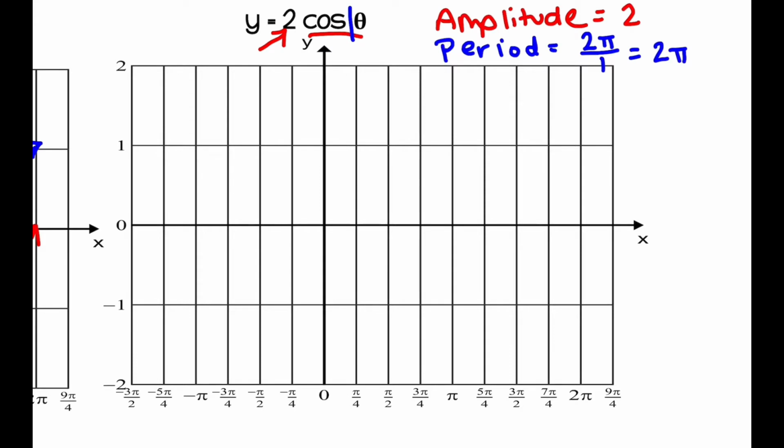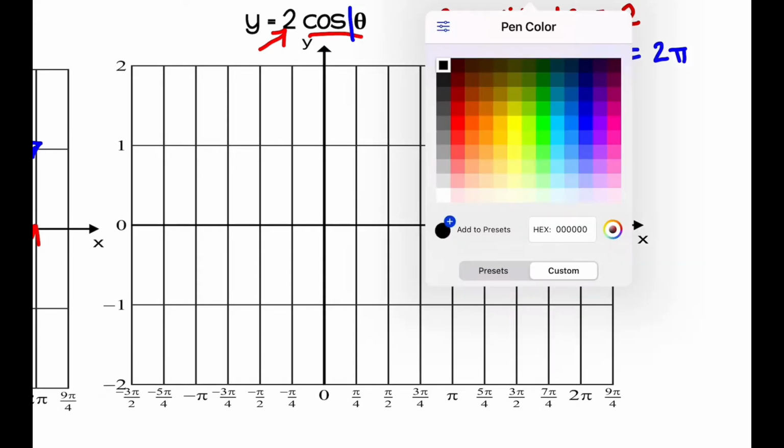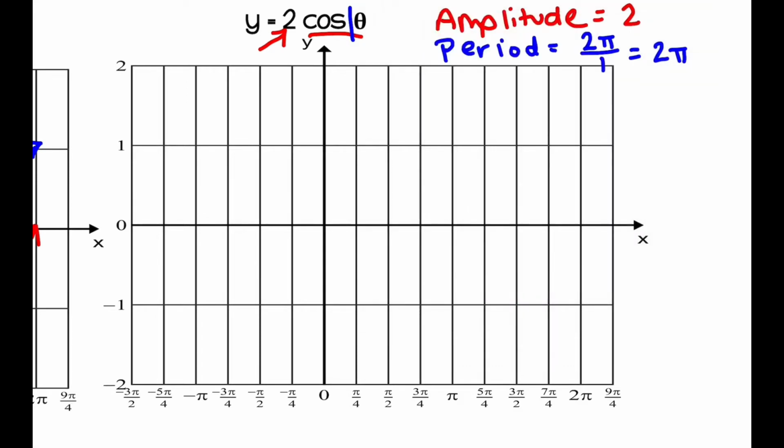When you do these, the first thing we need to do, especially when you're just starting out, is graph the parent function. So let's just graph the cosine. I'm going to graph this starting at 1 because cosine at 0 is 1. And because my x-axis is the same as what we've been doing, I can just copy what I've done on the other ones. So pause the video and graph the parent function on your graph.